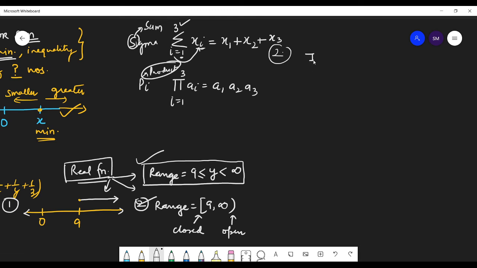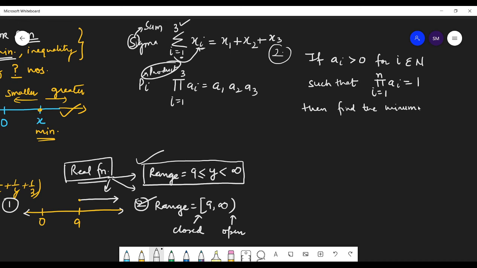Okay. So students, you have a question. If a_i is greater than 0 for i belonging to the set of natural numbers, such that the product of a_i, where i ranges from 1 to n, is equal to 1, then find the minimum value of (1 plus A1) into (1 plus A2), and so on up to (1 plus AN). So you have to find the minimum value of this expression.